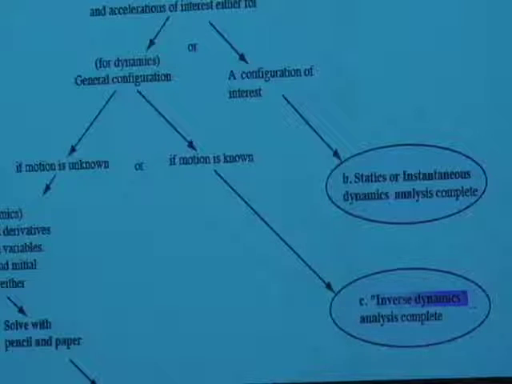This is called inverse dynamics. It should be called forward dynamics because it's a simple problem. It's called inverse dynamics because it's backwards of the usual problem, which is the harder one.